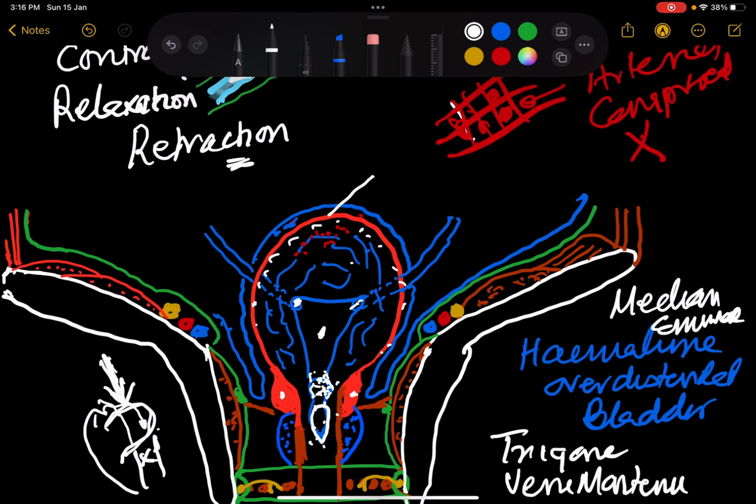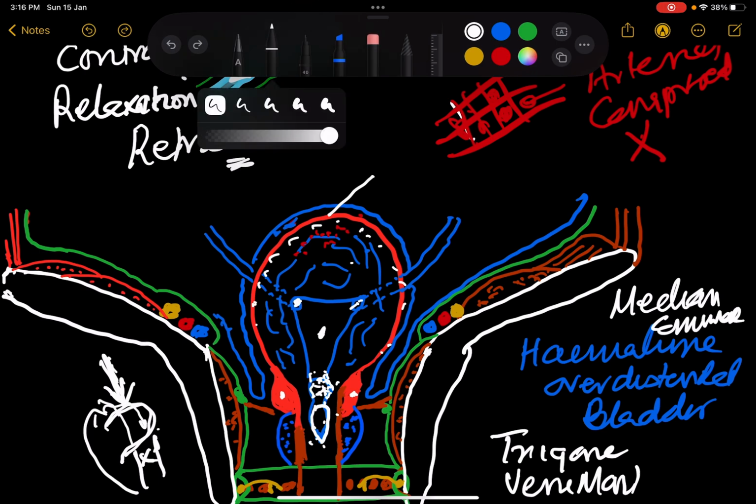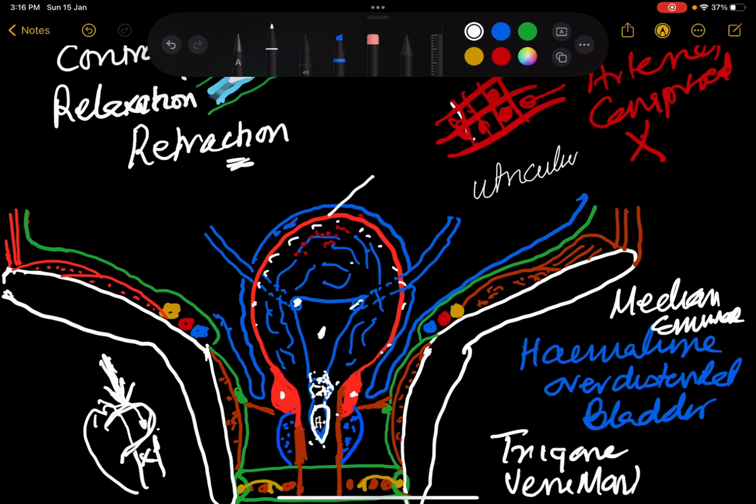On this verumontanum are the ejaculatory ducts. Like this, and this H-like structure or slit in the verumontanum is called the utriculus masculinus, the uterus of the male. So this is the ejaculatory duct on the verumontanum.